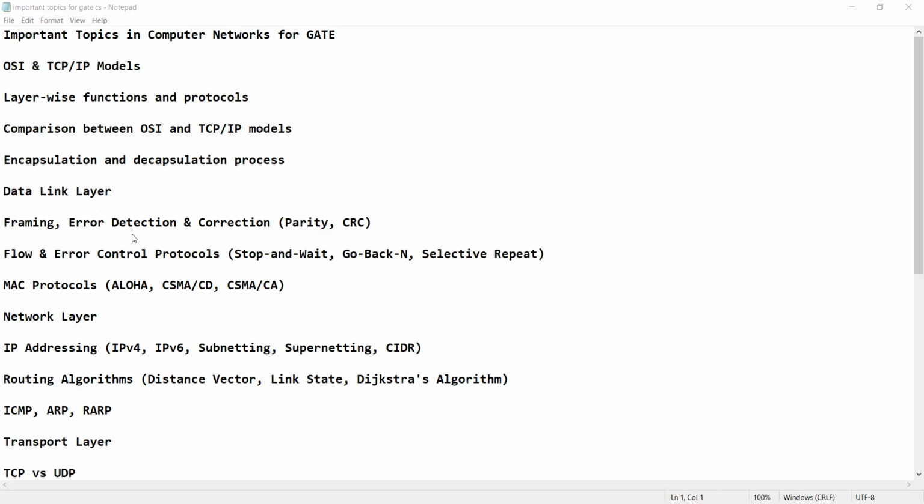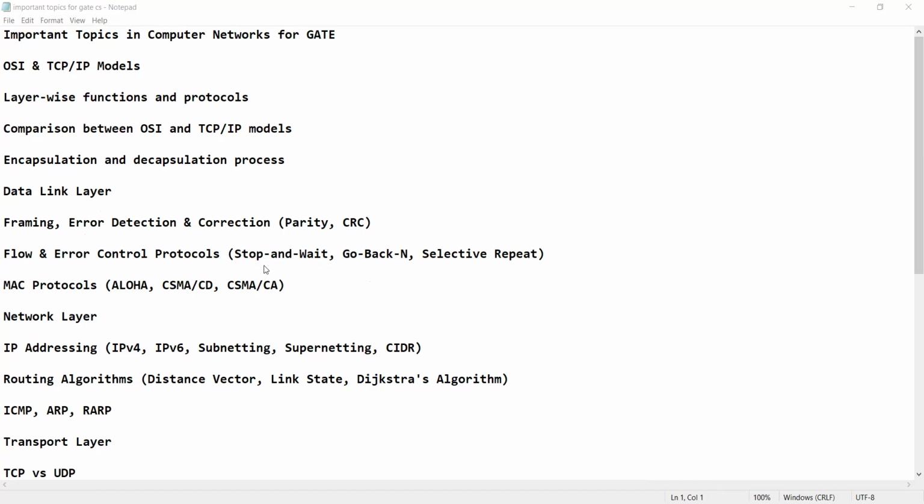Next one, framing, error detection, and correction. This is also an important topic in computer networks. You need to focus on this also, like parity and CRC, cyclic redundancy check. This cyclic redundancy check is a very important topic, and it's the most famous topic in this concept.